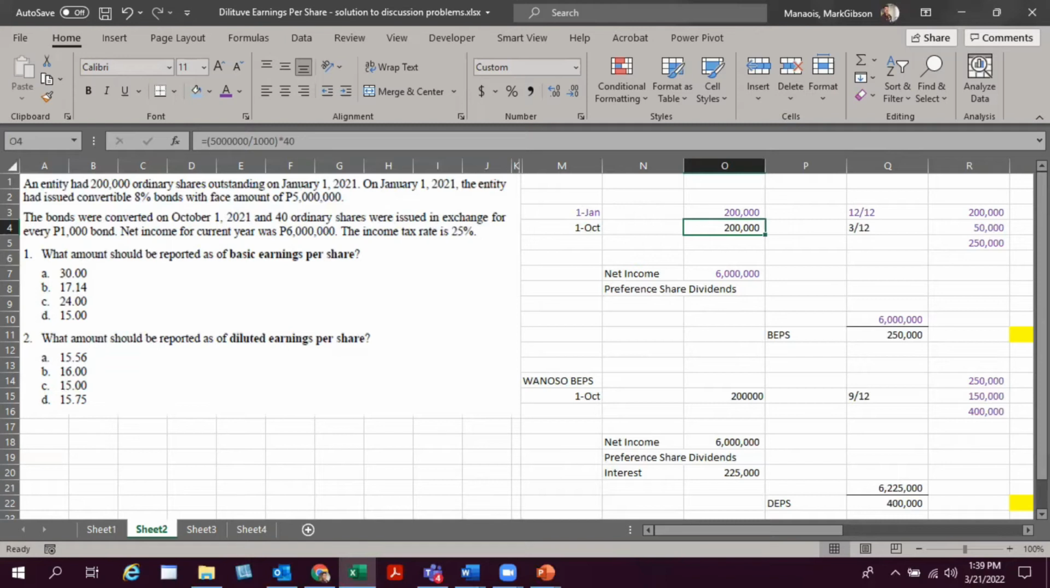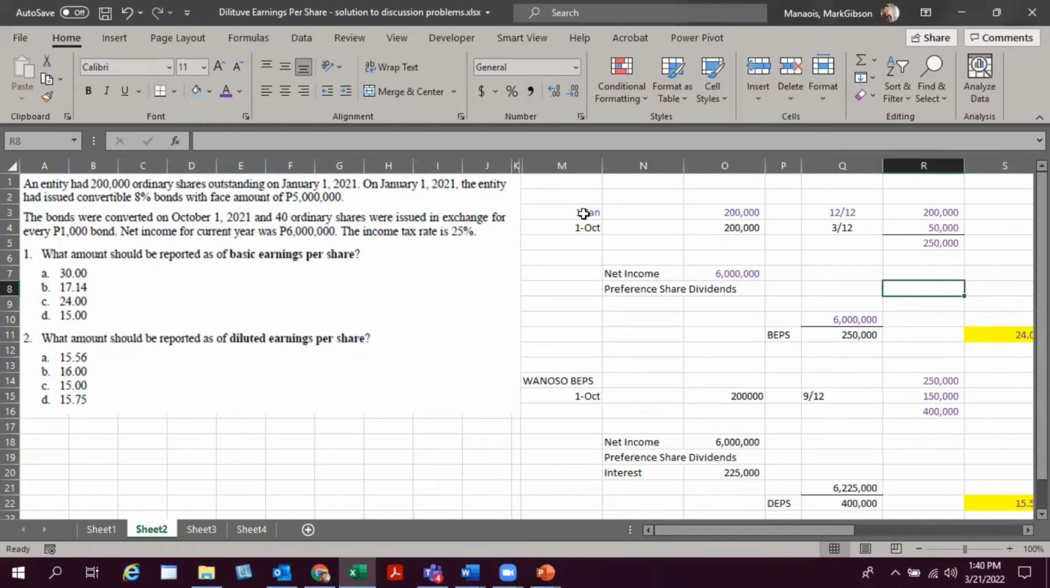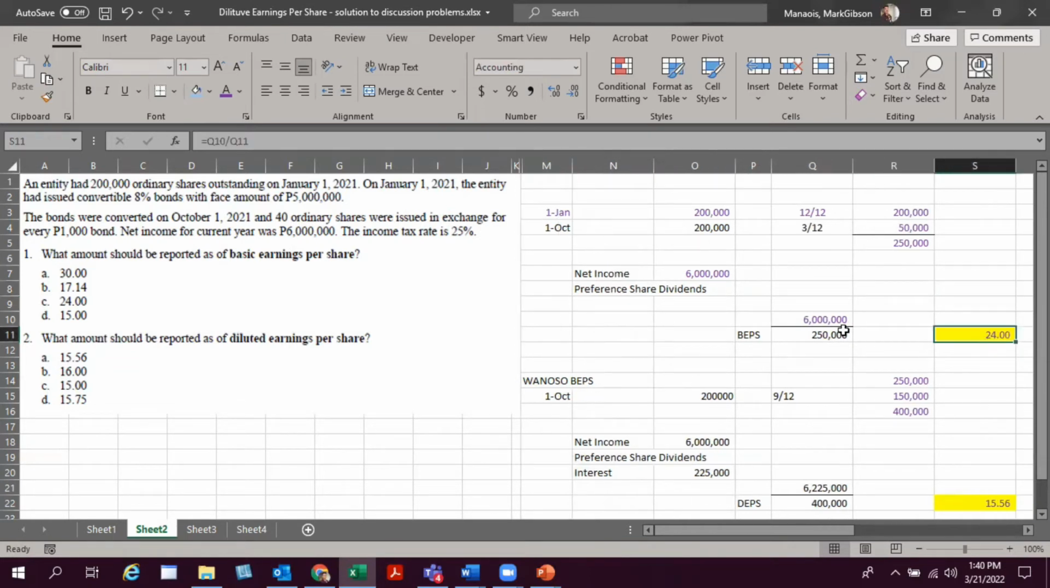Okay, and then it was converted on October 1, 2021. So bilangin natin how many months outstanding: October, November, and December. So that's 3 months. So 200,000 multiplied by 3 over 12, that would be 50,000. So kunin lang natin yung sum ng dalawa, that's 250,000. So meron na tayong denominator of 250,000. So that's 6 million over 250,000 or 24 pesos. That's letter C.